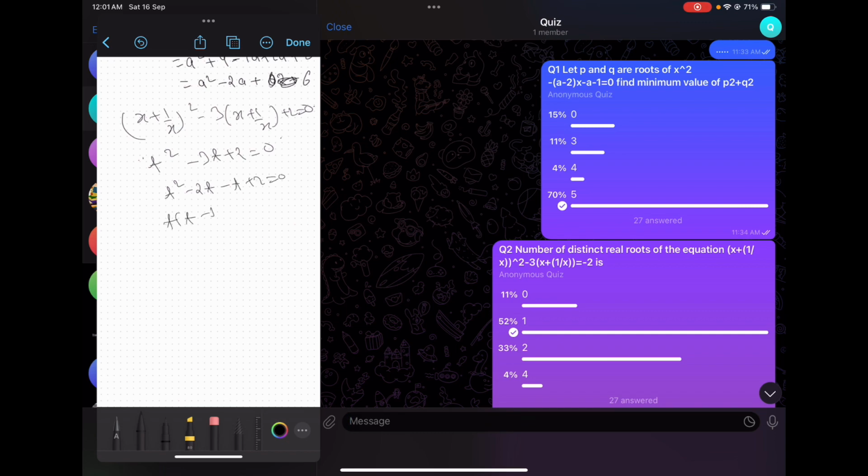T common, t minus 1 common, t minus 2 equal to 0. So t equal to 1, 2 will be over here. T equal to 1 and 2. Okay, so let us check now. X plus 1 by x equal to 1. So this will be x square plus 1 equal to x. So x square minus x plus 1 equal to 0.